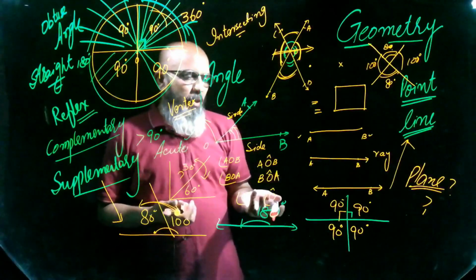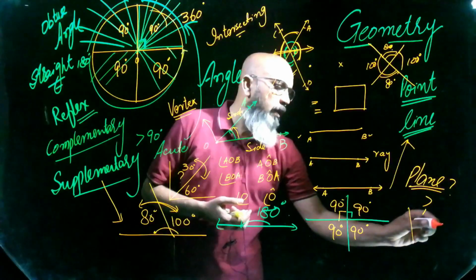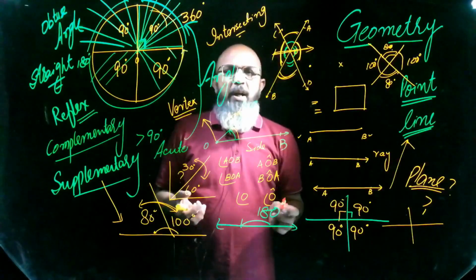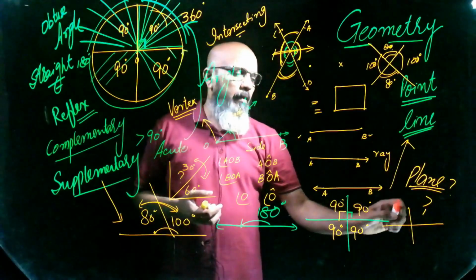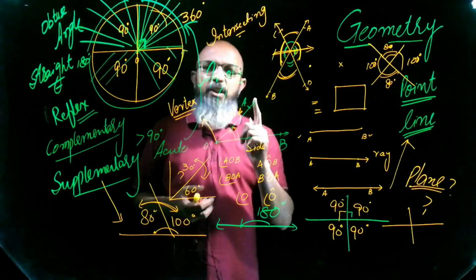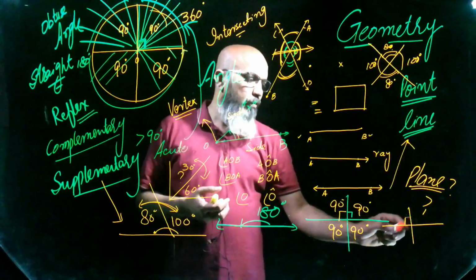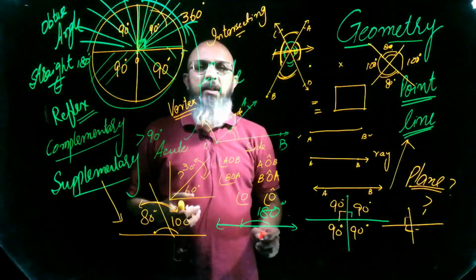Now another thing which I left out: perpendicular lines. Perpendicular lines are lines intersecting each other at an angle of 90 degrees, making 4 right angles.